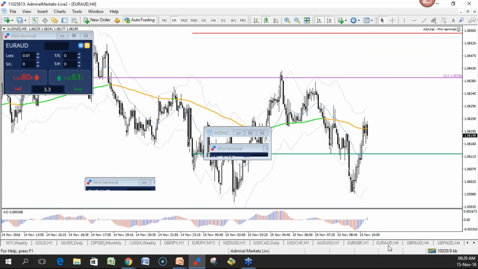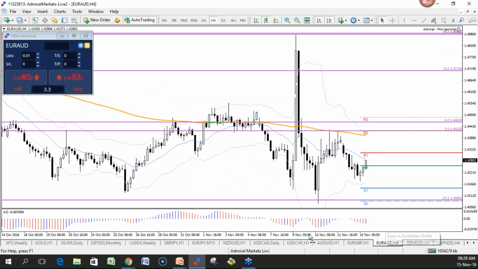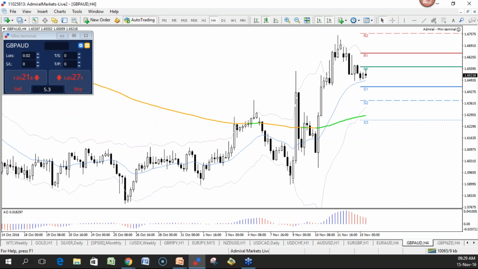We can take a look at the Euro AUD here. Euro AUD looks like a mixed bag to me. A bit wacky with the up, down. We have two bullish candles here, so the Euro looks to be winning against the Aussie. The pound seems to be losing against the Aussie.